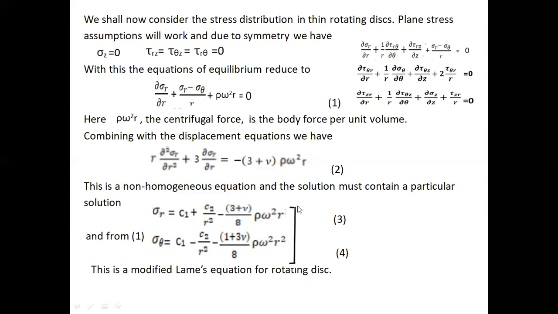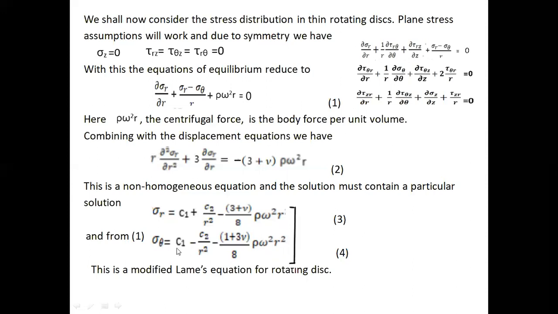So in this case, the solution becomes sigma r equal to C1 plus C2 by r square minus (3 plus nu)/8 rho omega square r square, and sigma theta is equal to C1 minus C2 by r square minus (1 plus 3 nu)/8 rho omega square r square. So these are the solutions for the rotating disk, where the equation of equilibrium is slightly modified.